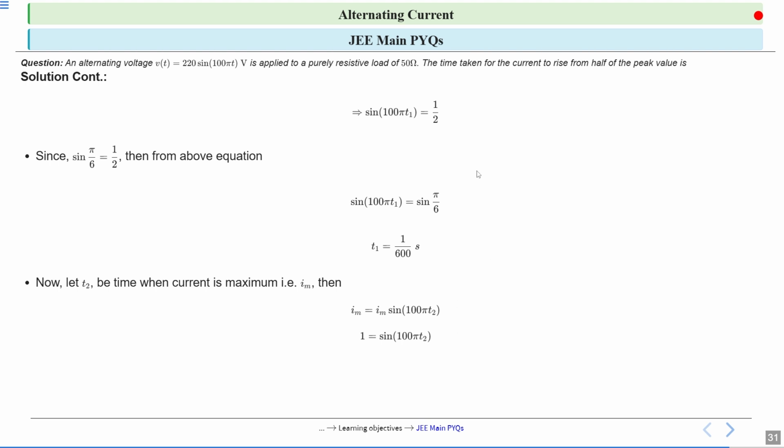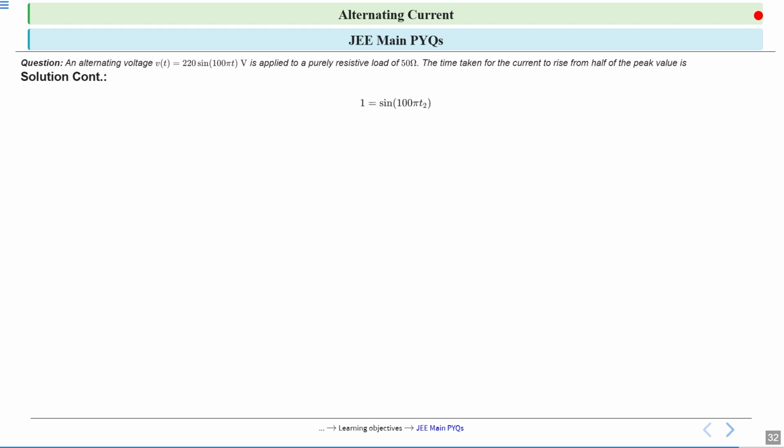So sine of which angle is equal to 1? Sine 90 degree, or sine pi by 2 we can say. So again we will compare. Since sine pi by 2 equal to 1, we'll put sine pi by 2 in place of 1. So sine pi by 2 equal to sine 100 pi T2. After comparing the arguments of sine, 100 pi T2 equal to pi by 2. So pi and pi will get cancelled out. T2 will become 1 by 200 second. So current is maximum at time 1 by 200 second.